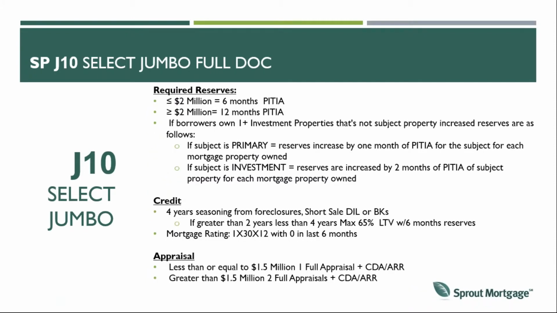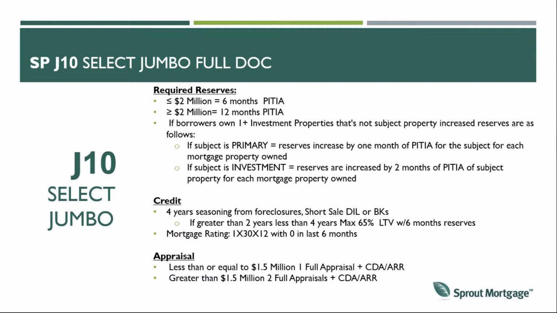All right, let's talk about the reserve requirements on the J10. If the loan amount is less than $2 million, it'll be 6 months. Greater than $2 million, 12 months. Again, if the borrower owns multiple financed properties, the reserve requirements are the same as what we've discussed previously. Additional 1 month if it's a primary residence. If it's an investment property, we're going to require an additional 2 months.